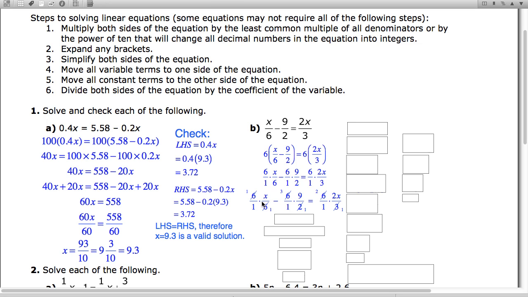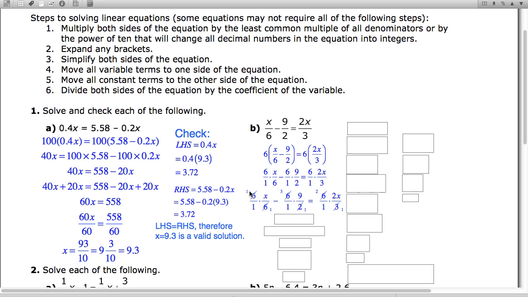Now the next thing I'm going to do is some simplification. So there's a factor of 6 that divides out top and bottom here. And there's a factor of 2 that divides out here. We're left with 3 and 1. There's a factor of 3 that divides out here. We're left with 2 and 1.